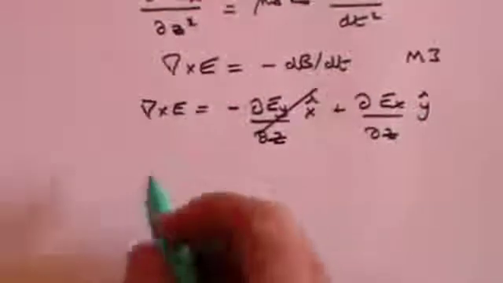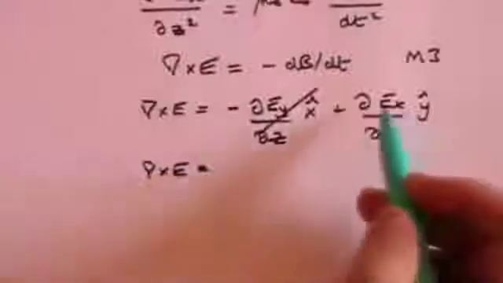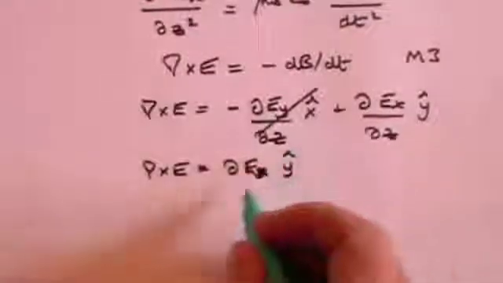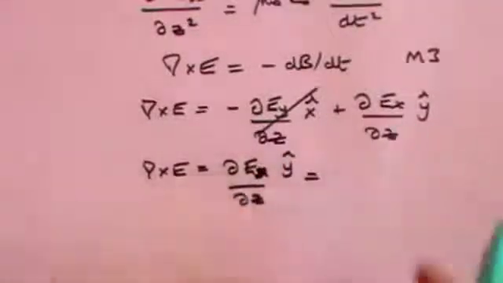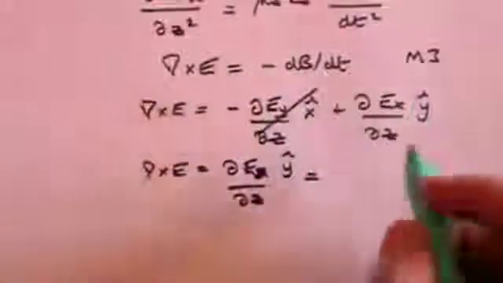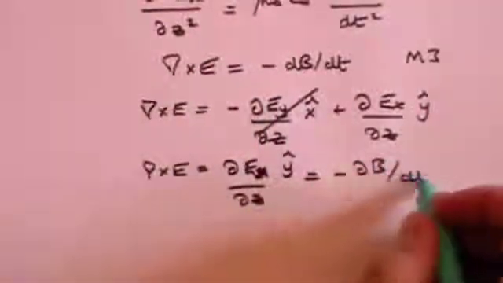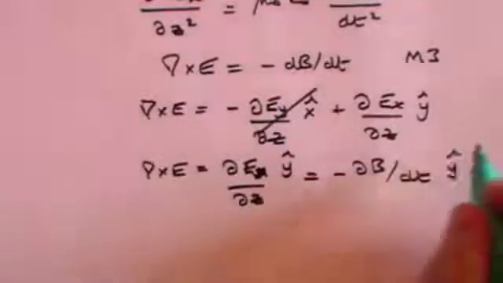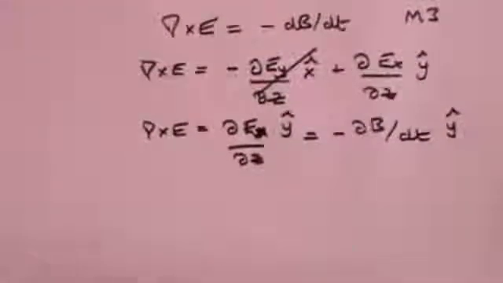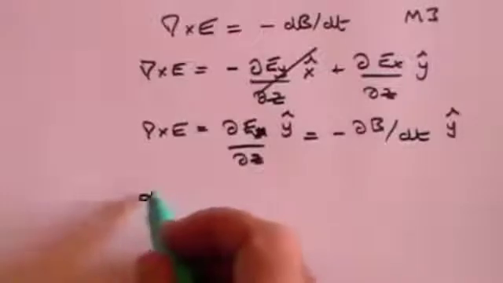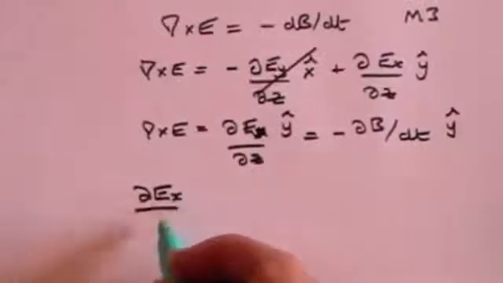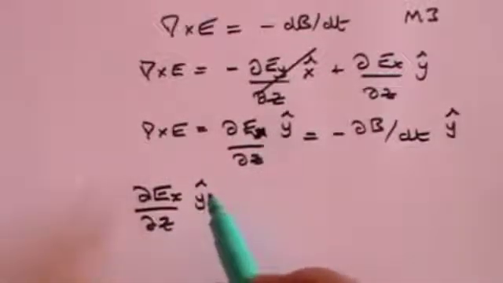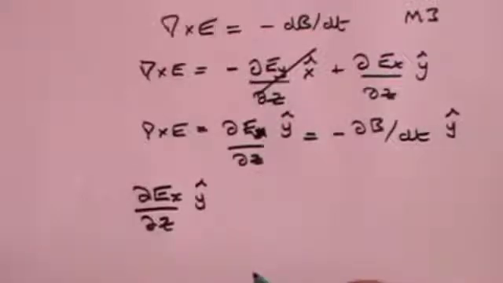Consequently, we can say that the curl of E is equal to dEx by dz in the y direction, and that equals minus dB by dt. And if this term is in the y direction, then this term must be in the y direction. Now, this term here, dEx by dz in the y direction. Y hat simply means we're talking about the y direction, so it just reminds us what we're talking about.